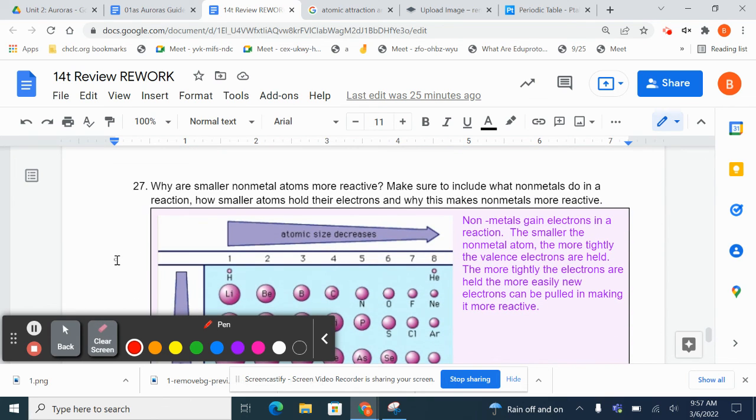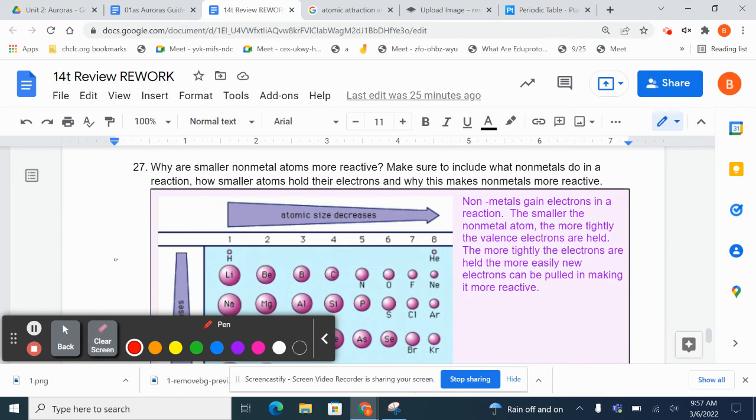All right, so for nonmetals, why are smaller nonmetals more reactive? Make sure to include why they are reactive, how smaller atoms hold their electrons, and why this makes nonmetals more reactive. So we know nonmetals gain electrons in a reaction. The smaller the nonmetal, the more tightly the valence electrons are held. The more tightly they're held, the more easily electrons can be pulled in, making it more reactive.